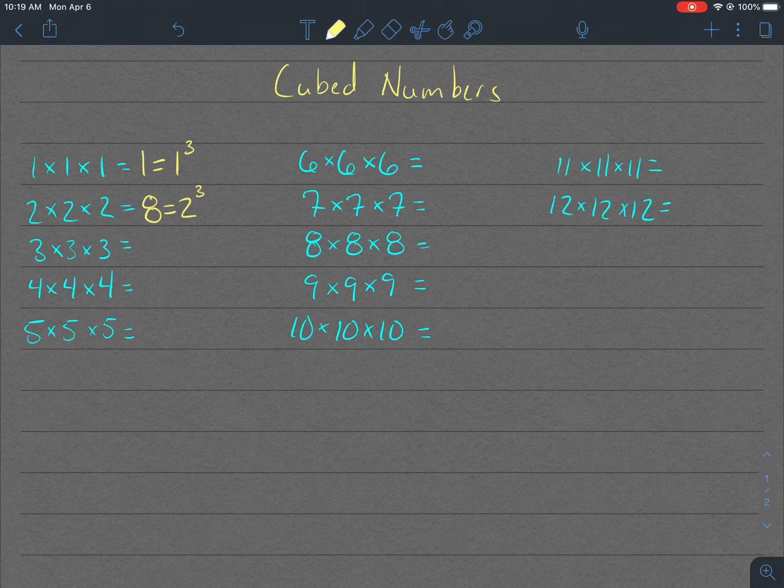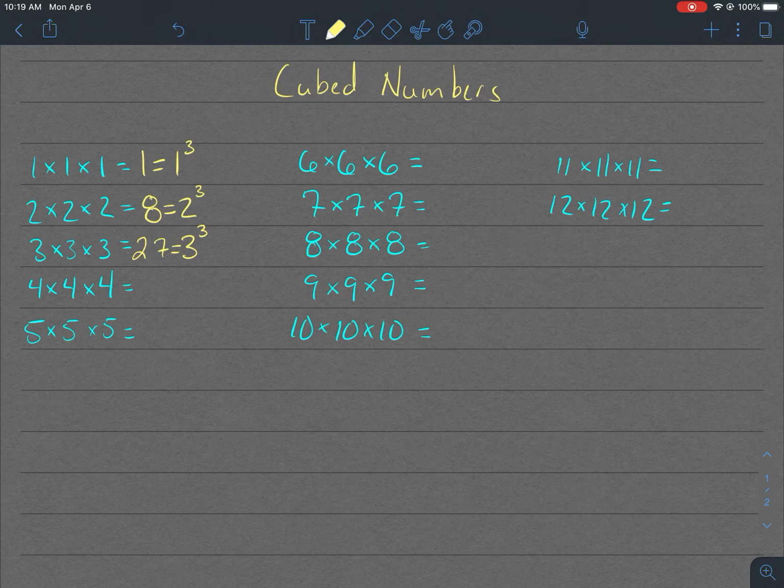Next one, 3 times 3 times 3. And no, it's not 9. It's 3 times 3, which is 9, and then times it by 3 again. So technically you have 9 times 3, which is 27, which is equal to 3 cubed. That's the one that starts growing pretty quick.